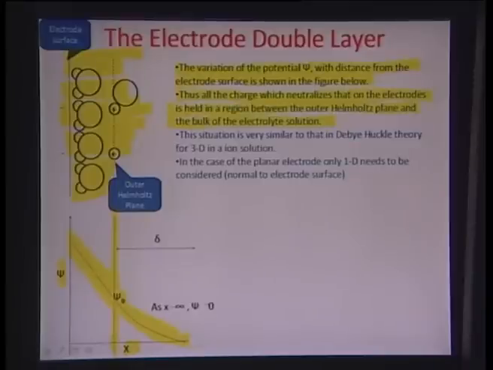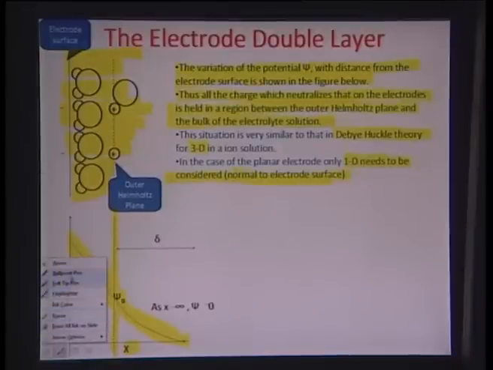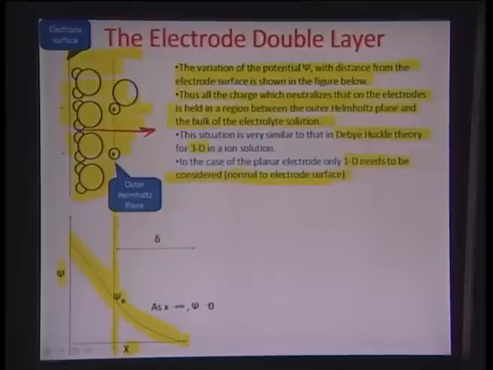So, this situation is similar to that of Debye-Huckel theory as we had generated for a single point ion. Of course, in this case it is not a 3D case, it is more a 1D or one dimensional case, and this needs to be considered in the direction normal to that of the electrode surface. So, here for calculating the potential we can consider just one direction normal to that of the electrode surface and try to understand what is the variation of the potential phi with respect to that direction x. Okay. So, let us look into a little bit of modeling.